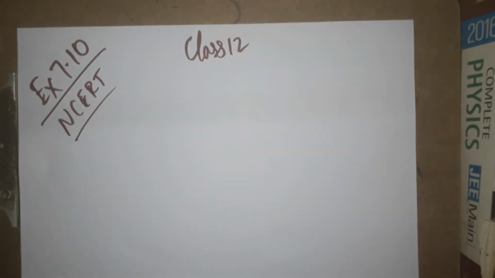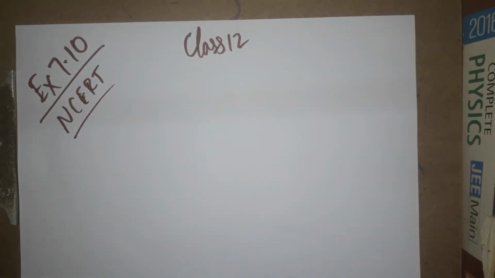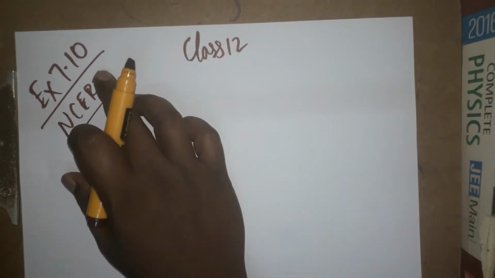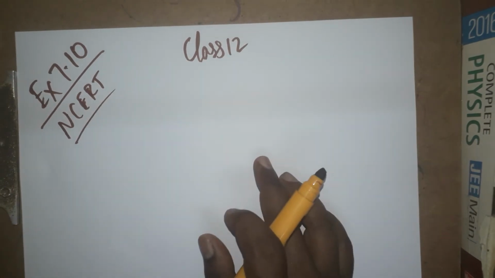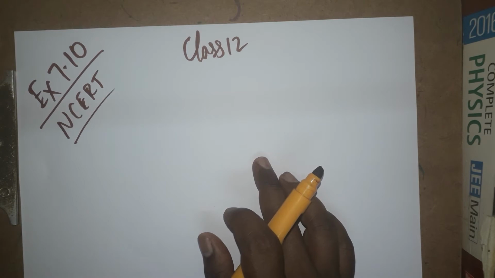Hello students, today we are going to learn an NCERT example problem. It is a 10th exercise problem, the 10th problem from the 7th chapter, which is called alternating current. Okay, the problem is based on the resonance condition.